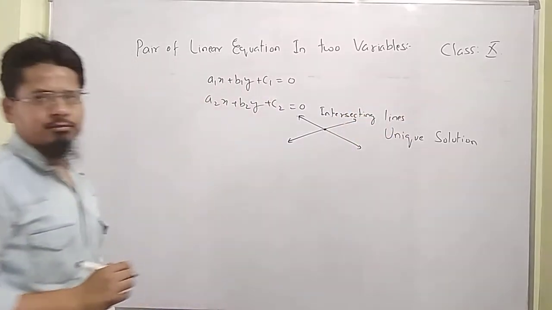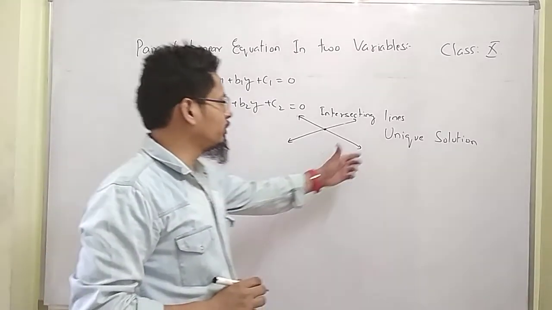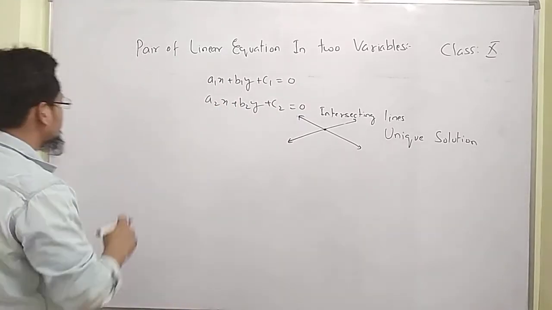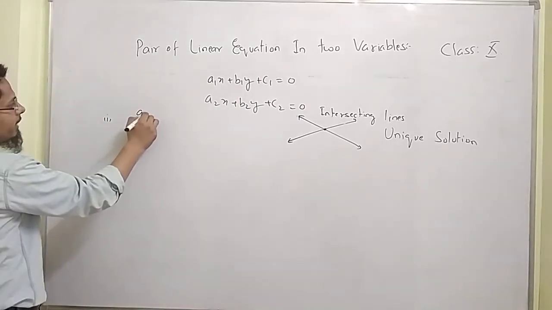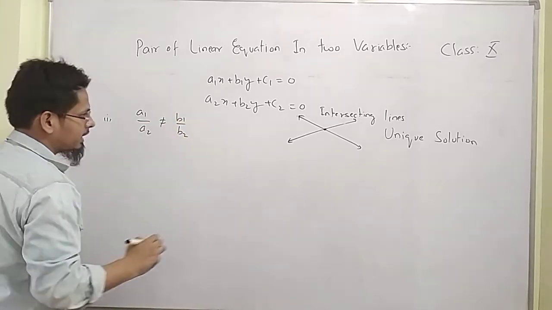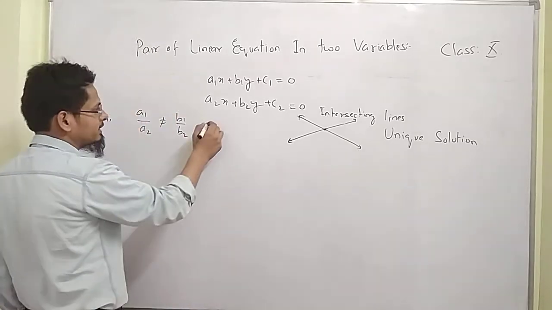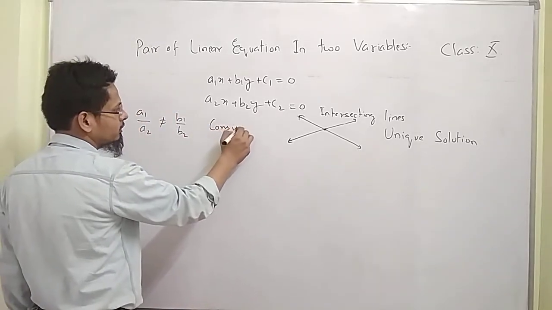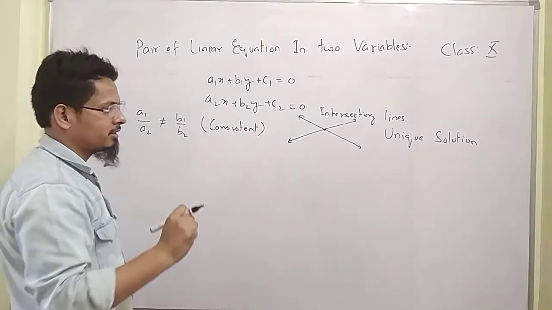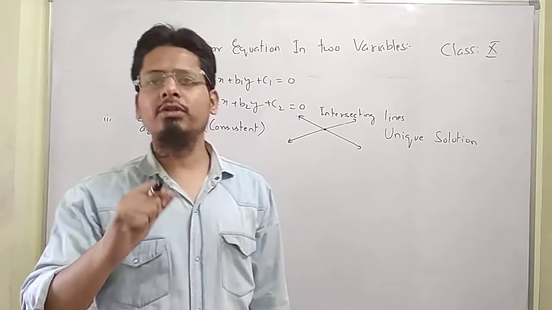We must also know the condition for the uniqueness of the solution, meaning for the intersecting lines. The condition is a1 upon a2 does not equal b1 upon b2. Class, here we have one solution, so it is also called consistent. One more term we use with this system is consistent. This system consists of one solution.